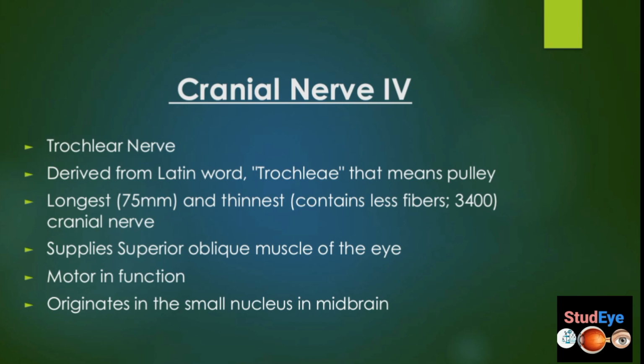So we will discuss further that the cranial nerve 3, which is the oculomotor nerve, also originates in the midbrain. The difference between the cranial nerve 3 nucleus, the oculomotor nerve nucleus, and the cranial nerve 4 trochlear nerve nucleus is that the nucleus of the third nerve is larger compared to the nucleus of the fourth nerve, right? They both originate in the midbrain, but the levels are different, right? We will discuss in later videos the origination point of the oculomotor nerve, but right now we are focusing on the cranial nerve 4.